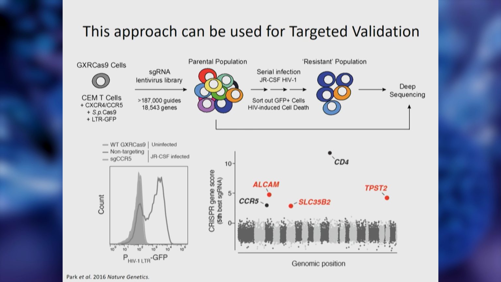What they found was 5 genes in their screen which, when knocked out, provided protection against infection: the receptor CD4, the co-receptor CCR5, and then 3 new genes that hadn't yet been described. And so we decided to take these genes and directly test them using our primary cell model.